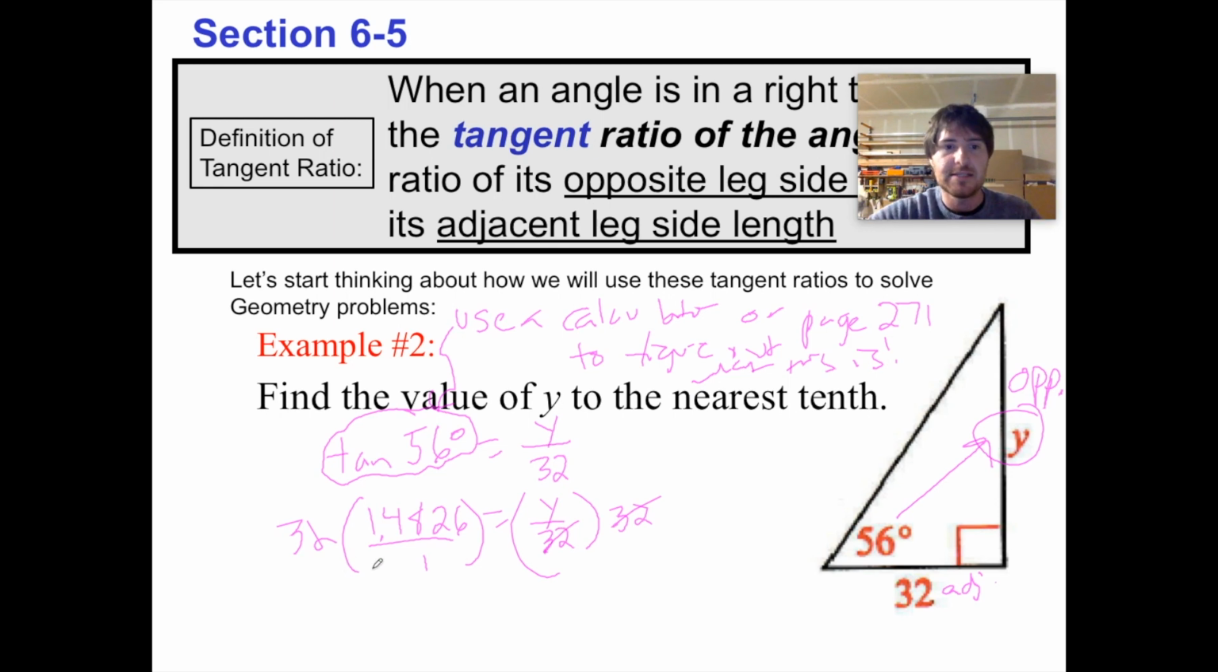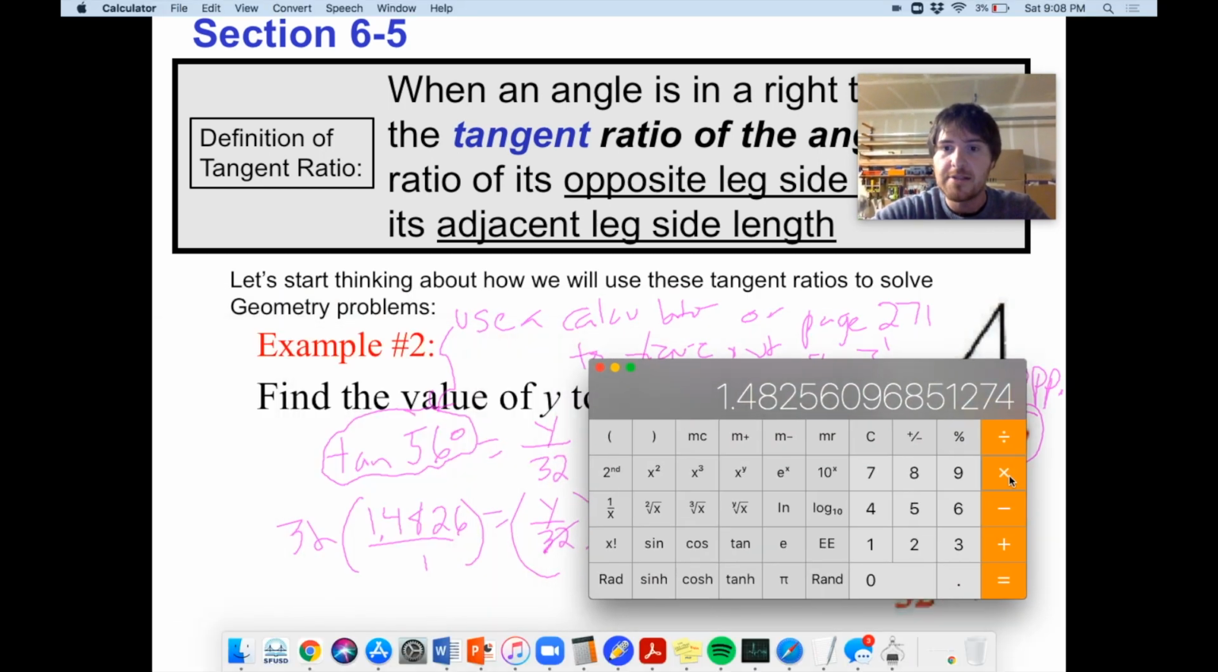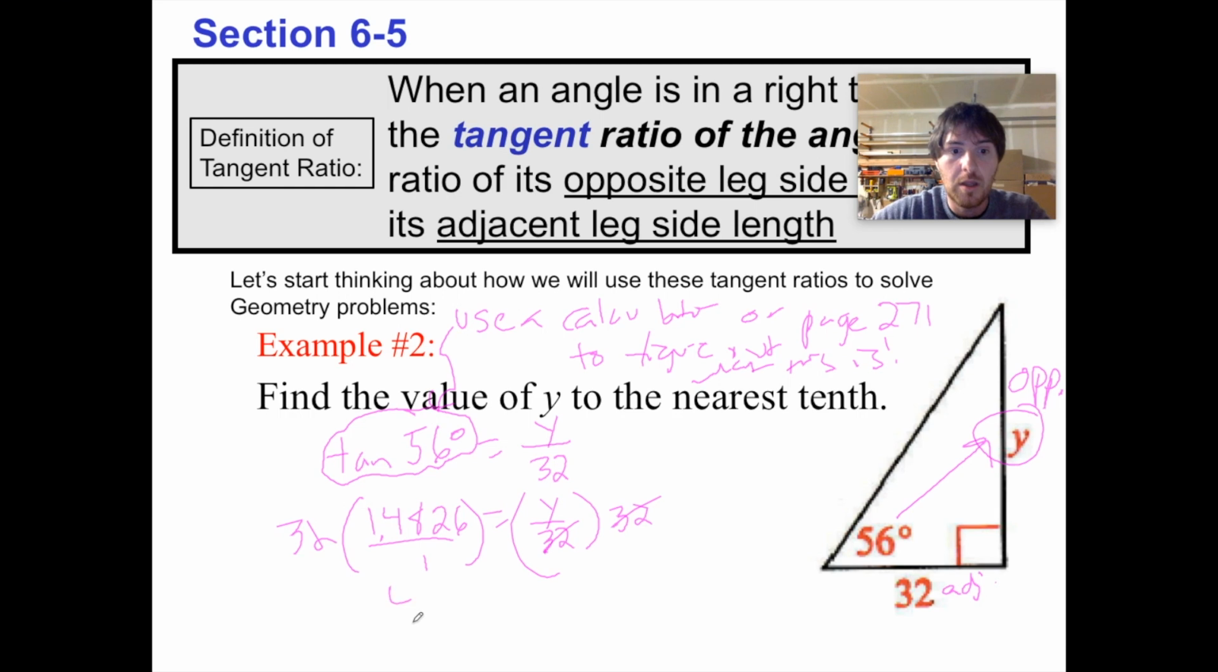Okay, 32 times 1.48. Maybe I'll go to my calculator here to do that. 1.48 times 32 brings me to 47.4, okay? So I get approximately 47.4. 47.4 is approximately what y's height is. So, right, every angle has a consistent opposite over adjacent ratio. So if this is going to be a 1.4826 to 1 ratio, this is going to be about around 47.4. Helps us solve for y.